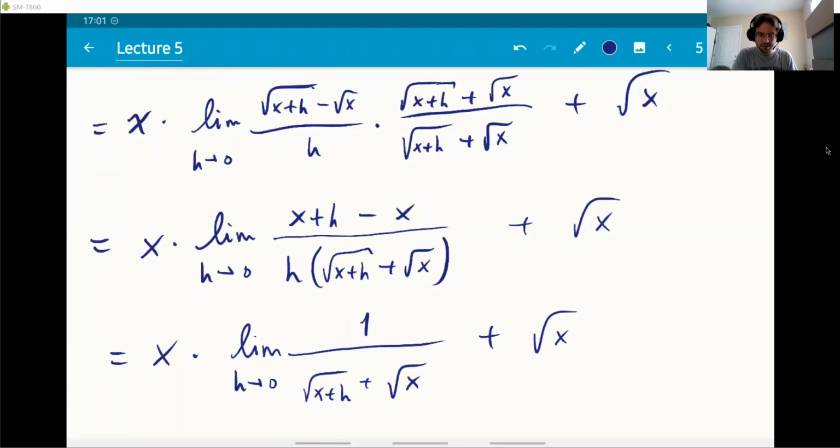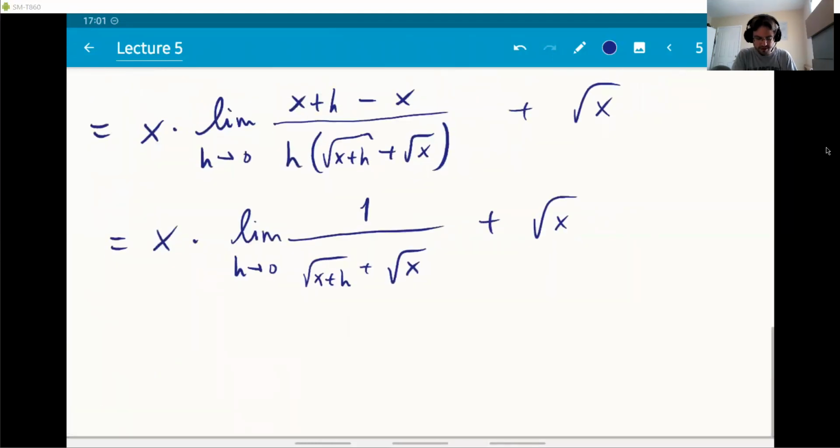Now you can plug in. It is possible to plug in h equals 0. Remember that the question told us x is a positive number, so that's why I know there will be no problems with h equals 0 in this expression. What does it give you?